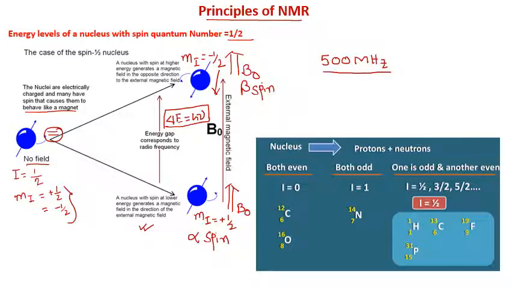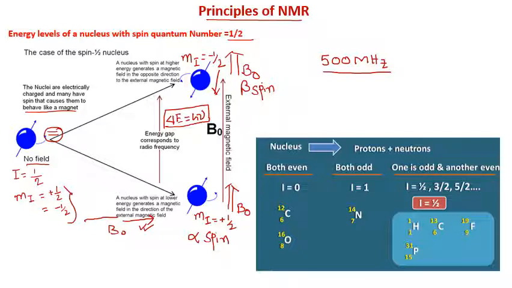Here the radio frequency is kept fixed, 500 megahertz radio frequency is given. Now what actually happens is that it varies the magnetic field strength. If you change the magnetic field strength, the energy gap delta E will become lower when the magnetic field strength is low, or higher when the magnetic field strength is higher.